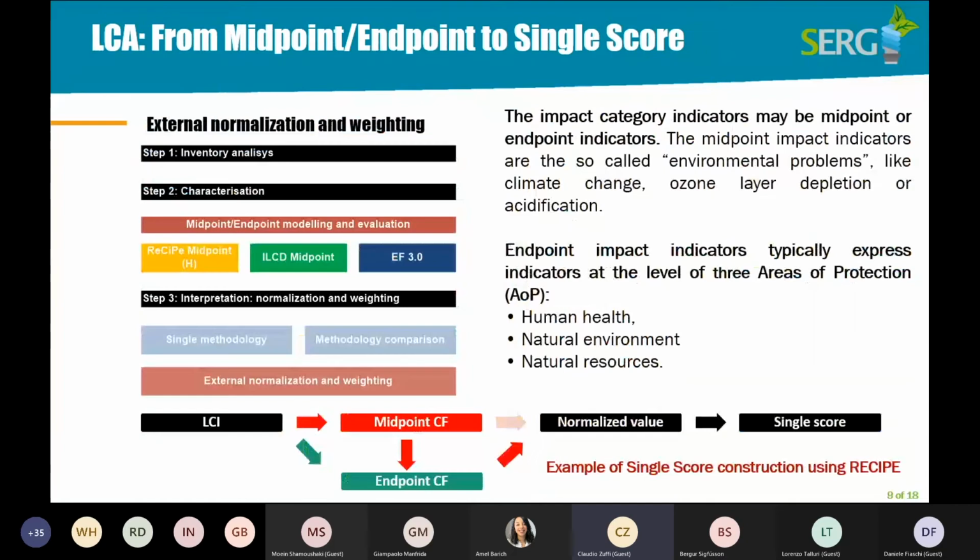So we have talked about normalization to find out what are the most impactful categories of the system. It must be remembered that both normalization and weighting are not mandatory steps for ISO 14040 and 14044. However, it is a necessary step in carrying out an Exergo-Environmental analysis. It is important to understand that some methods allow the midpoint level to perform normalization and weighting, and then obtain the single score, such as ELCD and Environmental Footprint.